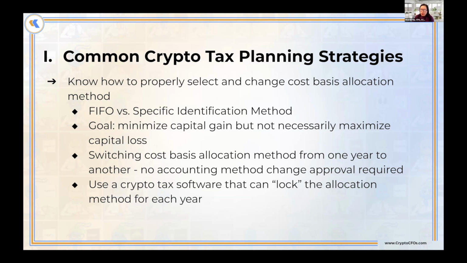If you are using crypto tax software, make sure the software is able to lock the tax report for each year and use the correct beginning cost basis for each new year. Otherwise, the result after a method change will not be correct because the software will use the same method for all the prior years as well if it does not have that lock feature. So this is something very important.